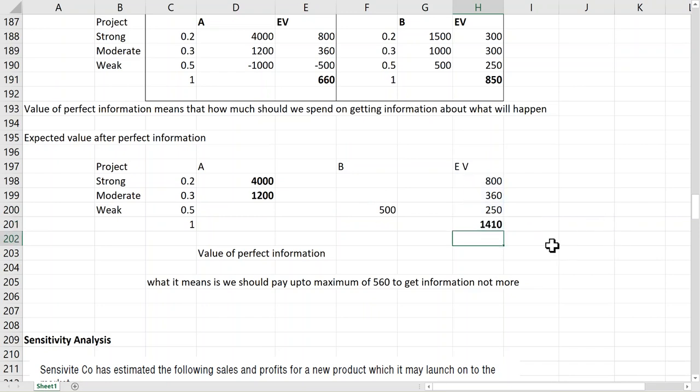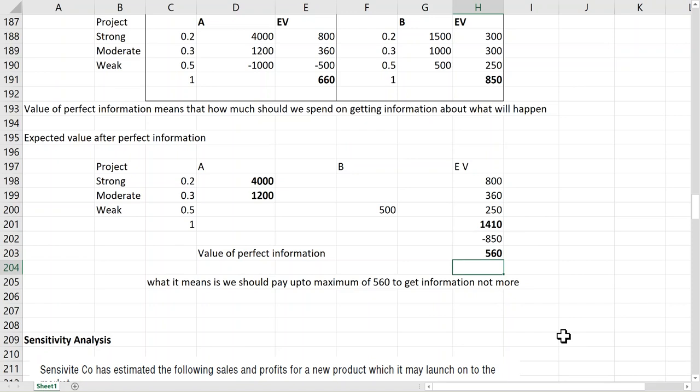We have 1410. We minus the return that we can make without the perfect information. So we have value of perfect information 560. What it means is that the maximum we will be willing to pay to get the information should be 560, not more than that.